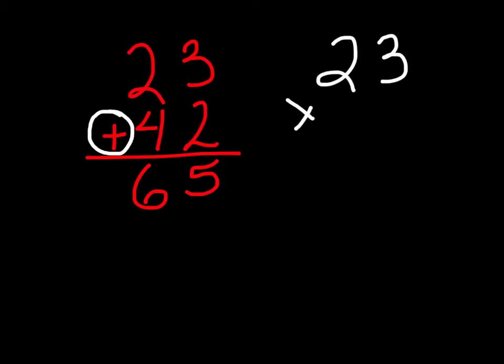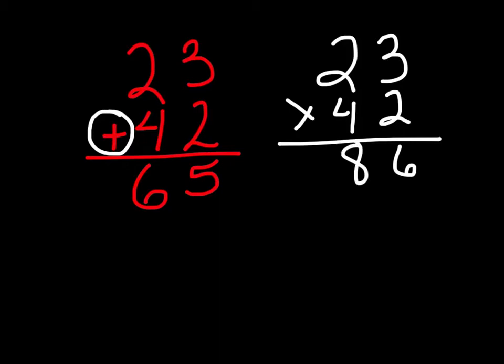23 times 42. And you want to do 3 times 2 is 6, 2 times 4 is 8. We can't do that. We got to stop. You're telling me that's the regular way, but in reality, it's the incorrect way. So you ask, what is the correct way?